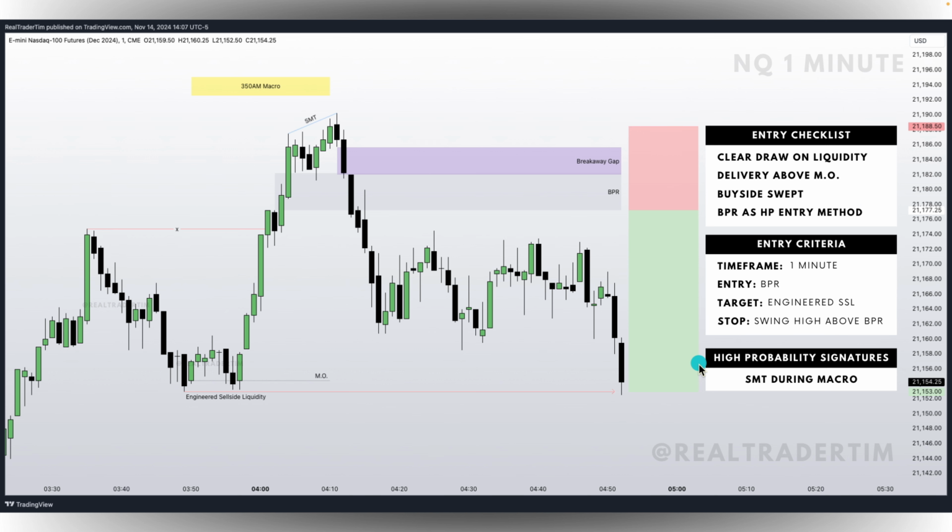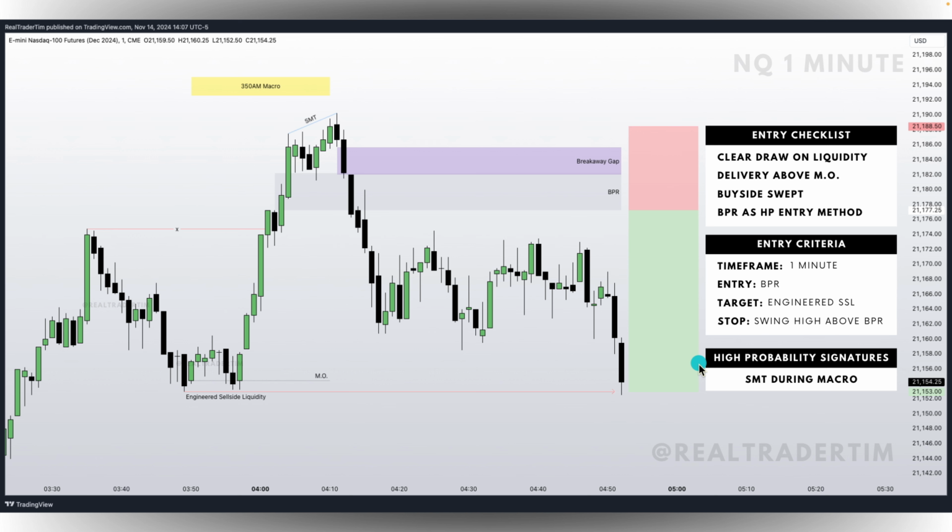Now, all we're waiting for after these few things have occurred are signatures in price that would suggest a turning point. An SMT is an extremely strong signature when looking to identify reversals, and we see that here. NASDAQ is making a higher high relative to this high, while the S&P was failing to. So that's your correlation that bullish order flow is potentially starting to break down. After this SMT, after the manipulation has occurred, after understanding that we still have a clear draw on the engineered sell side liquidity pool, we're waiting for a high probability entry method.